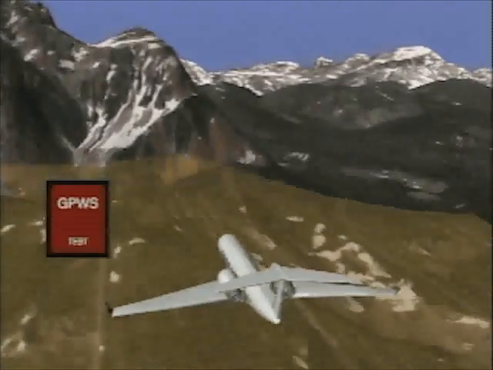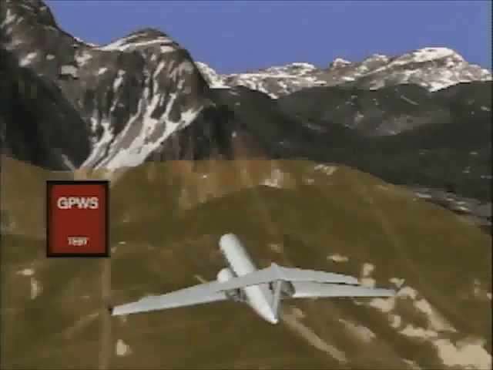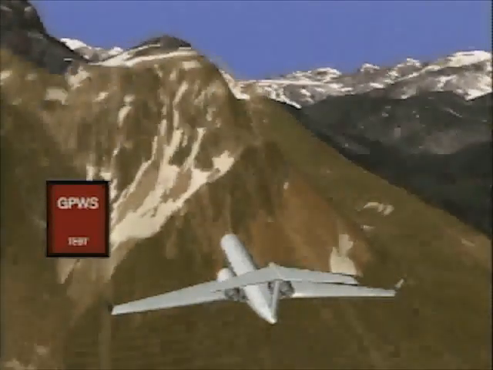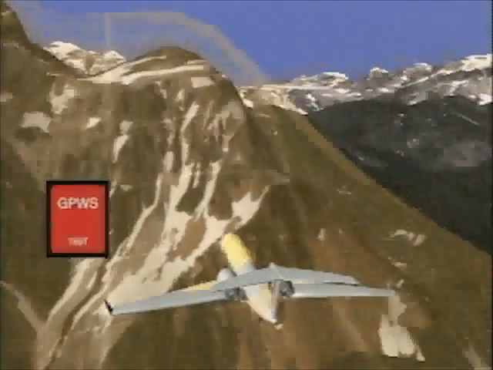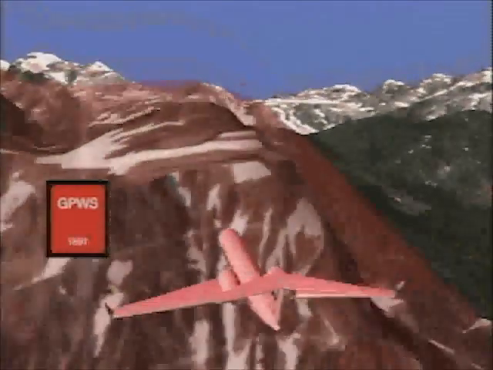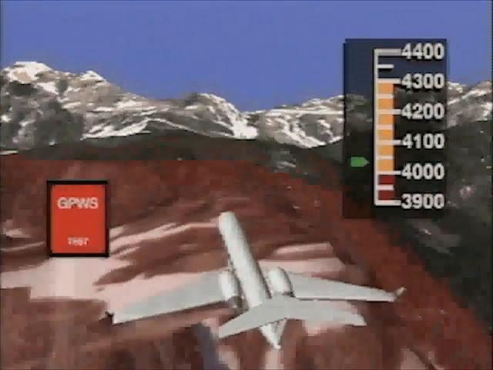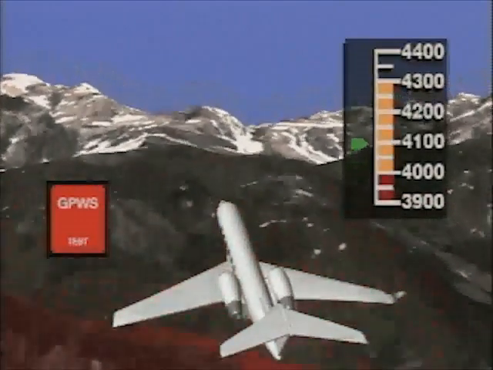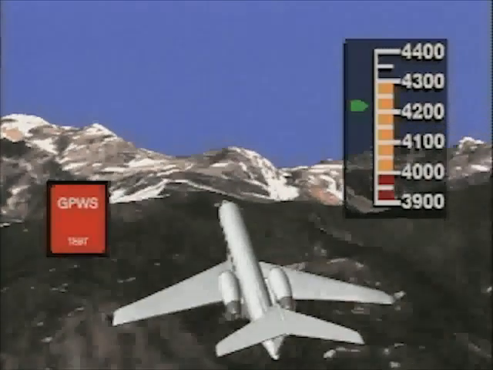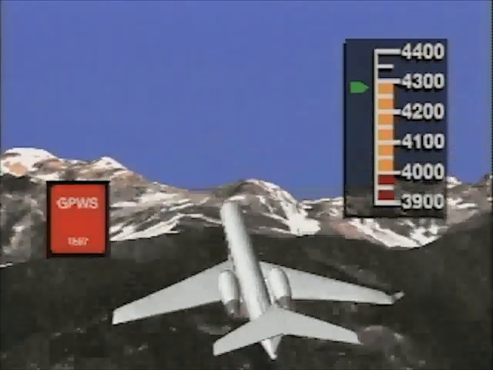If the closure rate continues or worsens, the voice call-out will change to a continuous pull-up warning until terrain is no longer a threat. "Terrain, terrain. Pull up." To help ensure sufficient recovery, the red GPWS warning lamp will remain illuminated until the aircraft climbs 300 feet above the altitude where the last pull-up voice warning was heard.